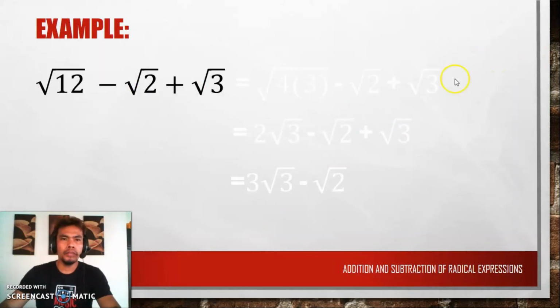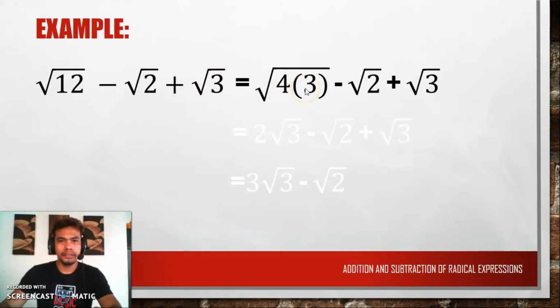Okay, next example, we have here square root of 12 minus square root of 2 plus square root of 3. Again, the first step that we are going to do is to simplify those radicals which are not in their simplified form. Among the three radicals here, only square root of 12 is not in its simplified form. You have to look for the factors of 12 in which one of the factors can be extracted as a root. What are those factors? Those factors are 4 and 3.